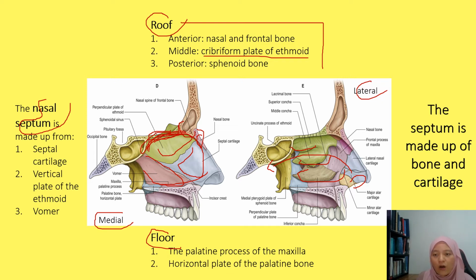The floor of the nasal cavity basically consists of the palatine process of the maxilla and the horizontal plate of the palatine bone. This is the palatine process of the maxilla, and this is the horizontal plate of the palatine bone. So we have covered the roof, the medial wall, the lateral wall, and the floor of the nasal cavity.